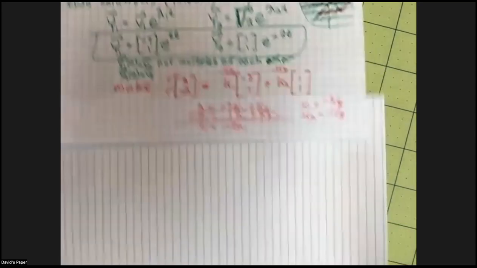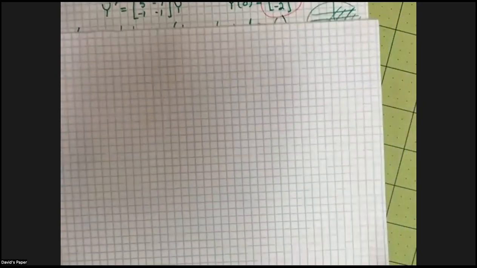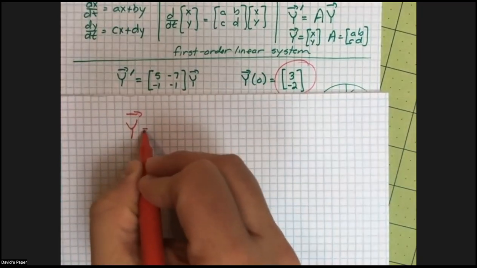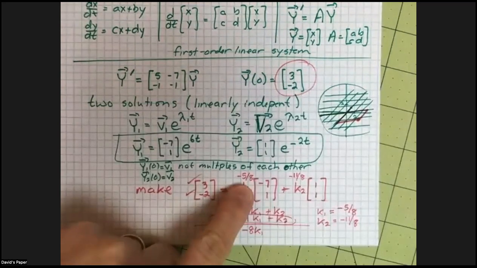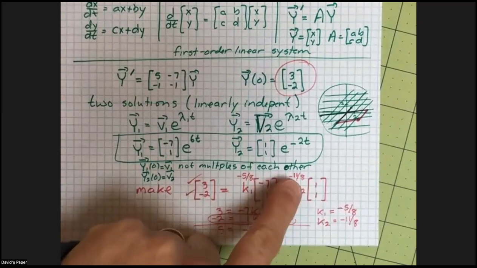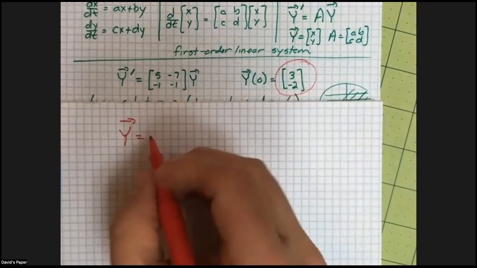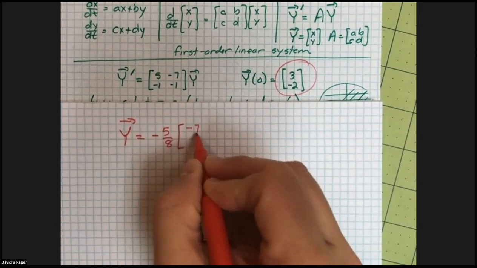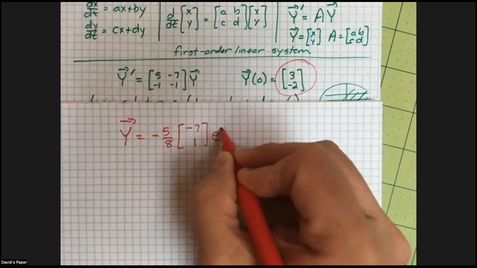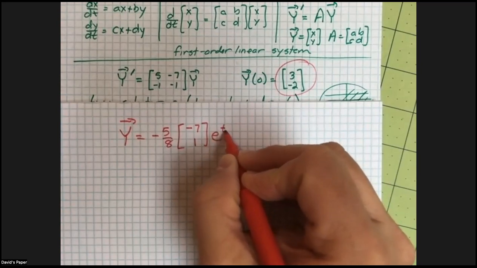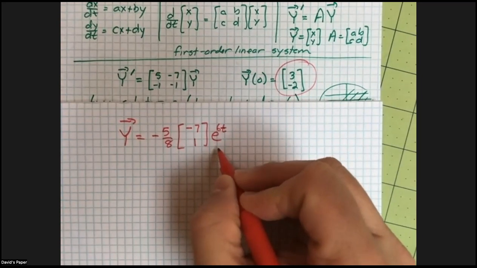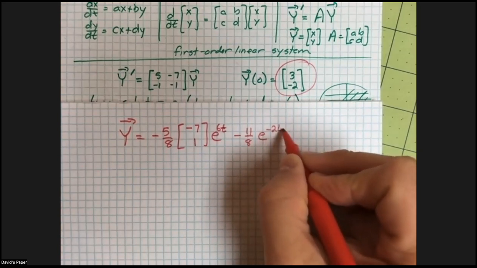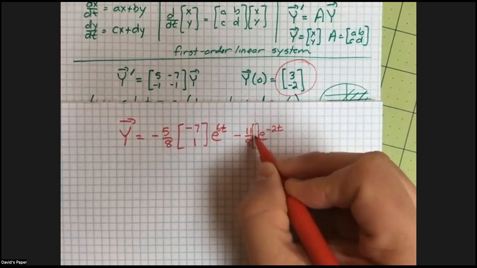So now I have a solution to this problem. The solution that goes through that initial condition is minus 5/8 times the y1 solution, minus 11/8 times the y2 solution. Let me write it down. Then we're going to check it in Mathematica. e to the 6t, minus 11/8 e to the minus 2t. Oh, sorry. I've got to slip in this vector 1, 1.